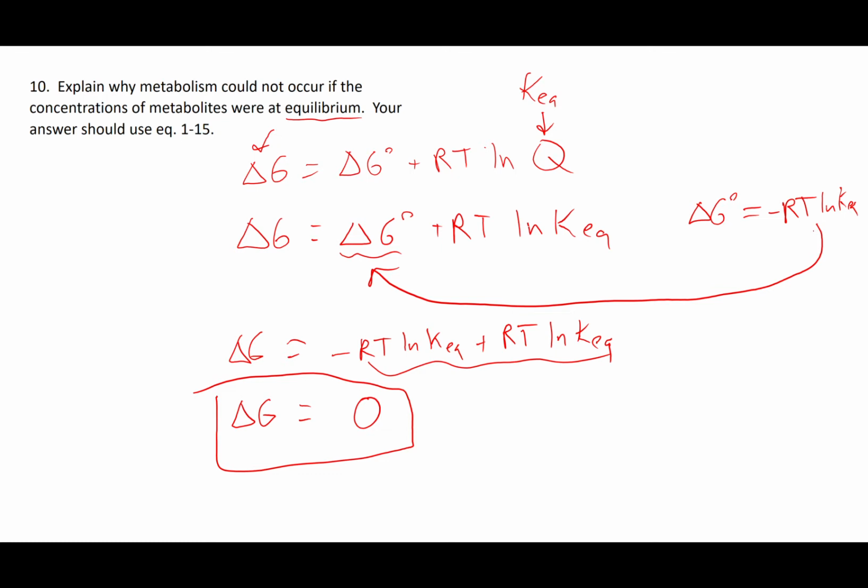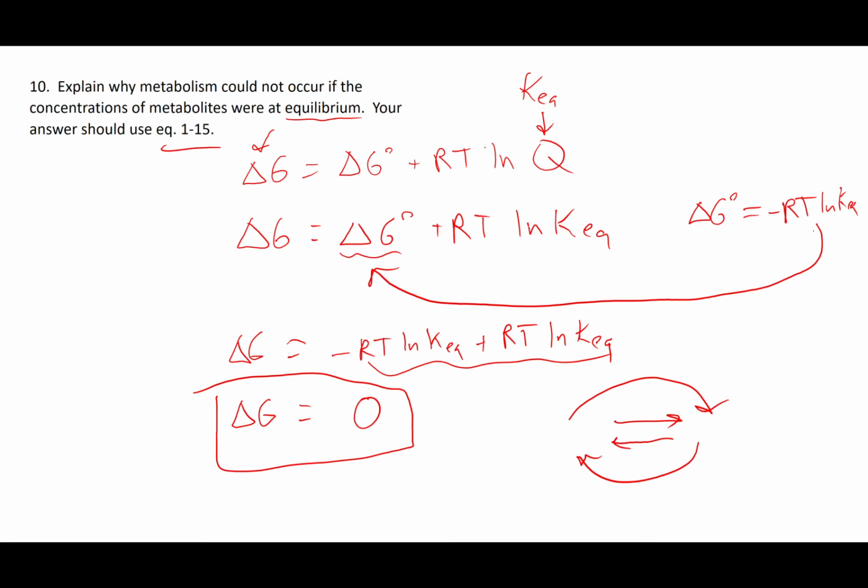Now, another way of answering the question without using equation 115 would be that at equilibrium, the rate of our forward reactions is the same as the rate of our reverse reactions. So the rate that we're breaking down glucose, for instance, would be the same as the rate that we're making glucose. So for this particular type of metabolism, there's actually no net reactions happening. You can't be taking in sugar and turning it into CO2 gas, because you should also be taking CO2 and turning it into sugar at the same rate.